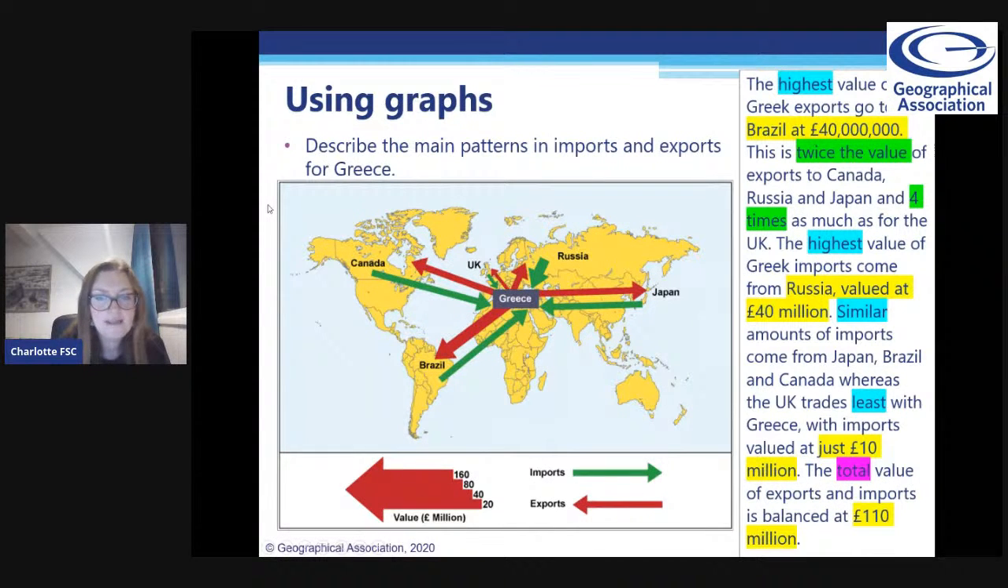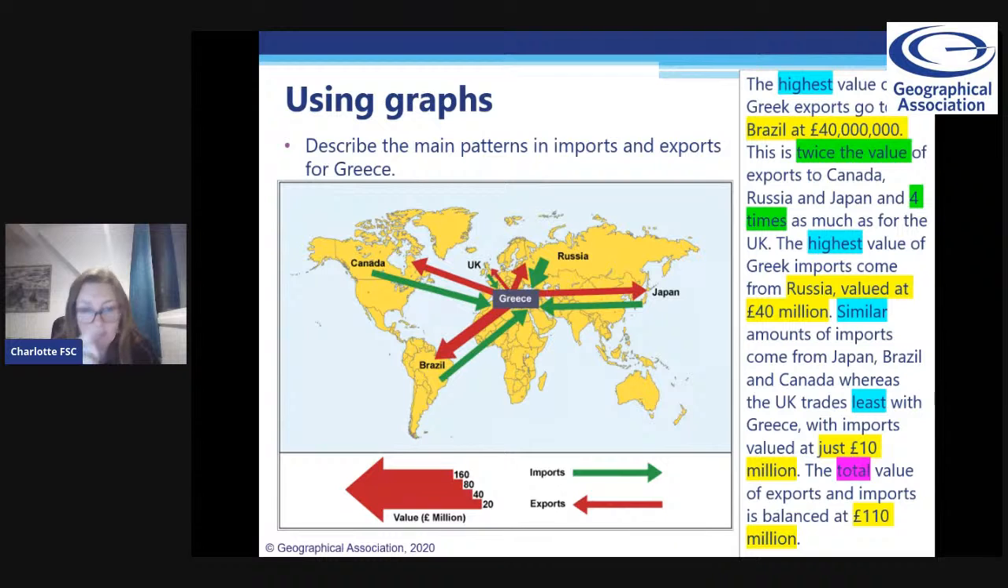So let's just pull out what's important now. First of all, I've drawn out the things marked in blue, and these are the comparisons. I was asked for the main trends on imports and exports, so the main features, I pulled out the highest, the lowest, what's similar, that sort of thing. In yellow, I've supported those points with evidence.